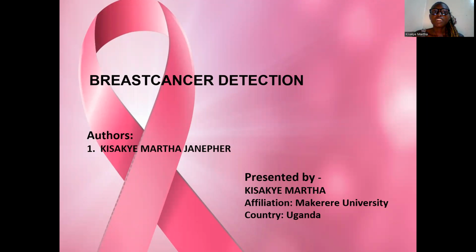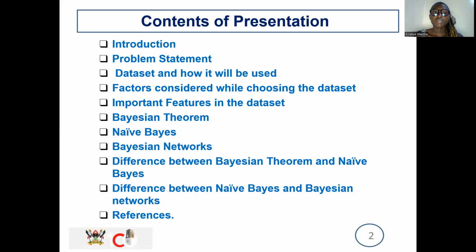So I'm going to do a continuation of the breast cancer prediction using AI and machine learning. What we shall be talking about today is the problem statement, the data sets that will be used, the factors considered when choosing those data sets, the important features in the data set, the Bayesian theorem, the naive Bayes, the Bayesian network, and the differences between them.